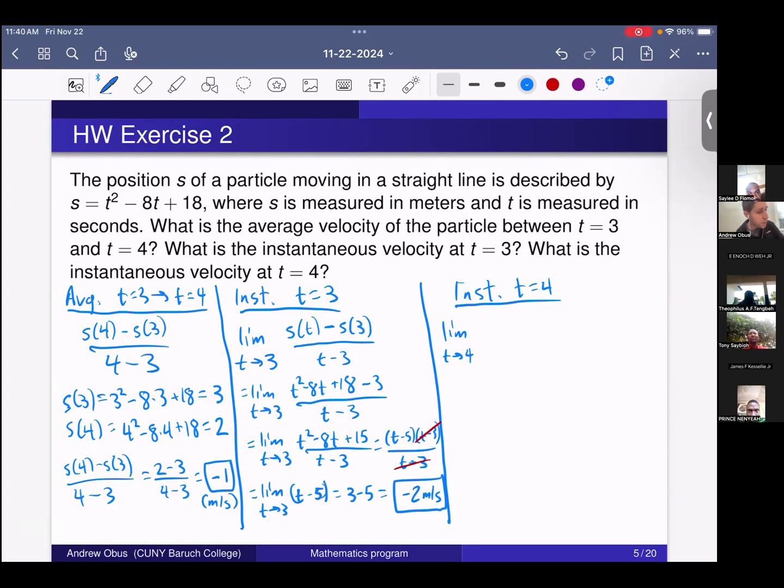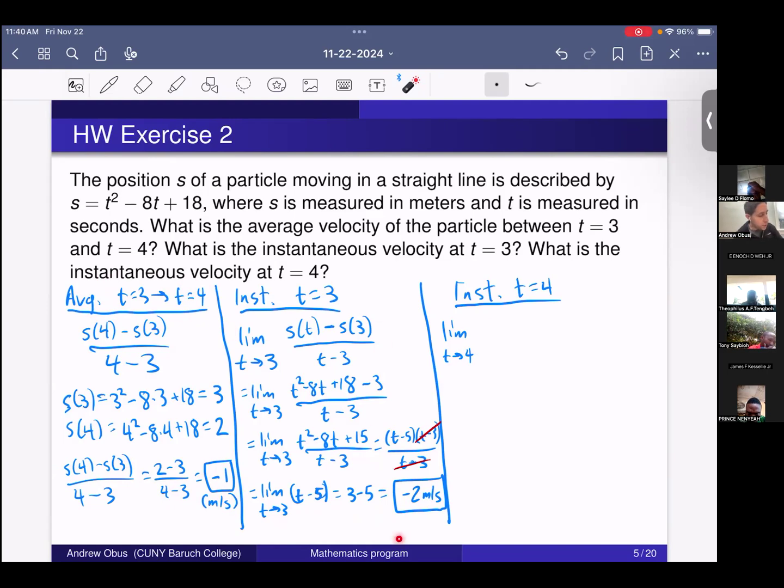Okay, so once you write this down and you cancel the factor, then it works, and you're left with 2 meters per second. So this particle at time equals 3 is moving backwards, right? It's moving backwards at a rate of 2 meters per second. That's what's happening instantaneously at time equals 3. Over the range from time equals 3 to time equals 4, it's moving backwards on average at 1 meter per second. But it's starting faster than that, right? It's starting by moving backwards at 2 meters per second. Eventually, it's going to slow down so that the average speed is only 1 meter per second.